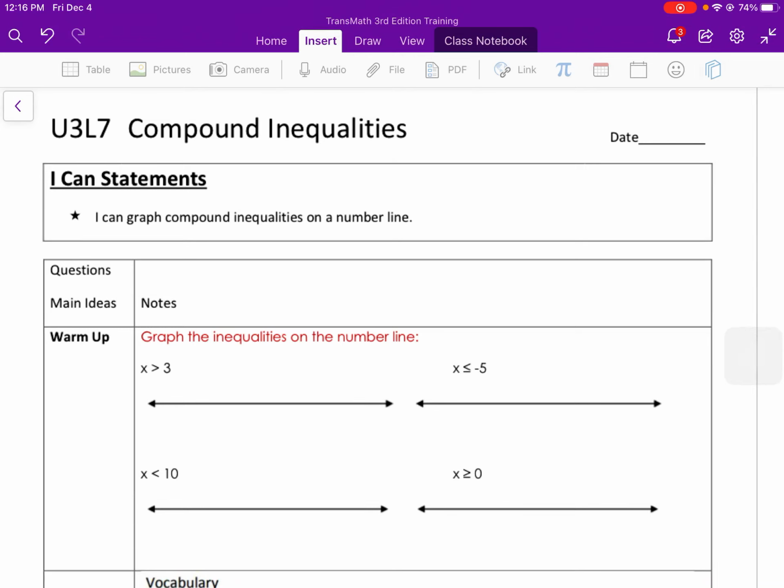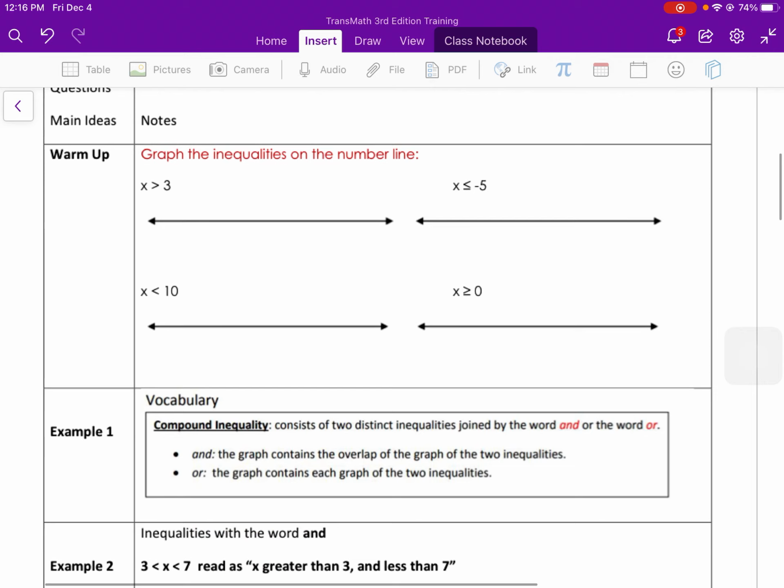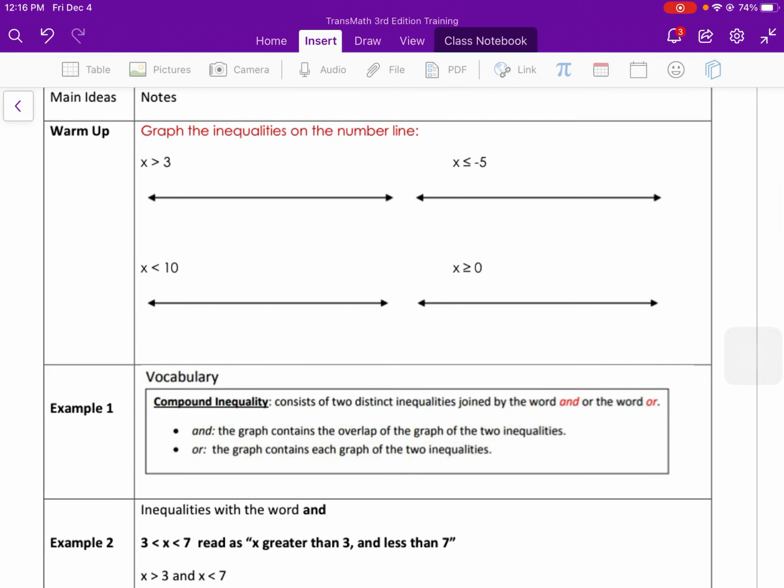Hi class. Today we're going to talk about compound inequalities. First, let's start with a little bit of review on just graphing a single inequality on a number line.